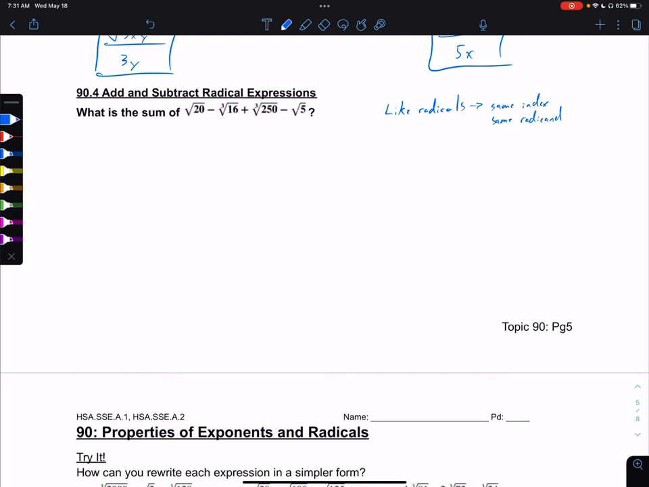The index, however, here I have a 2, and here I have a 2, so those are similar. And then I have index of 3, which is similar. So that tells me I should be able to put those together in some form. I just have to figure out how.